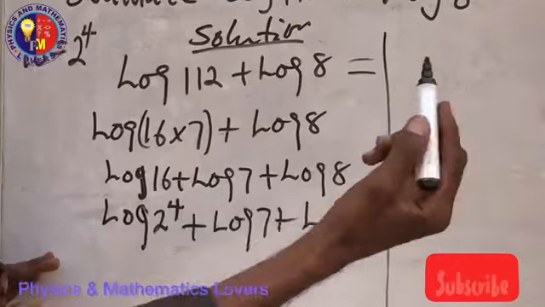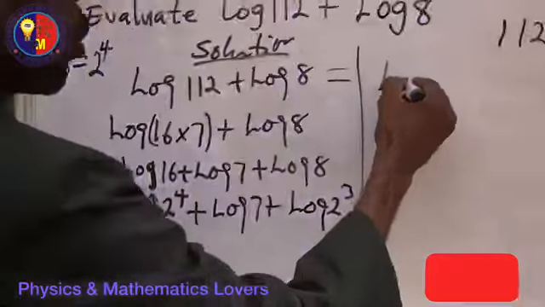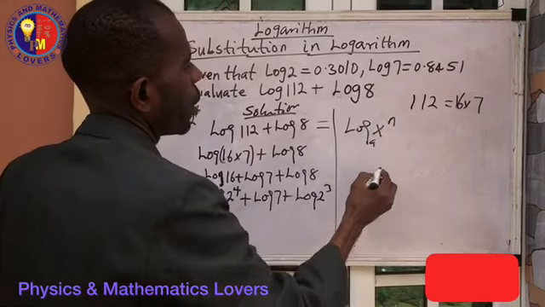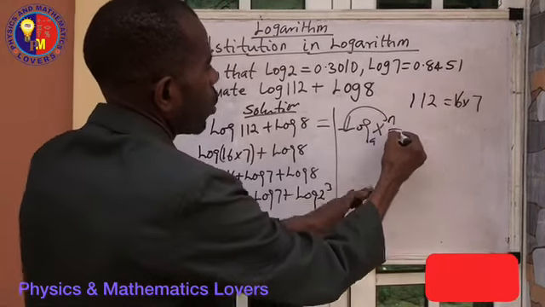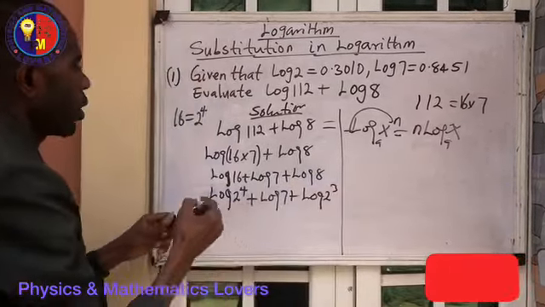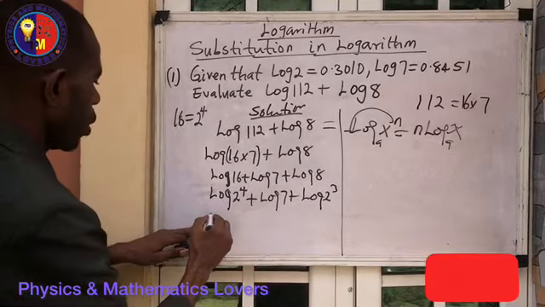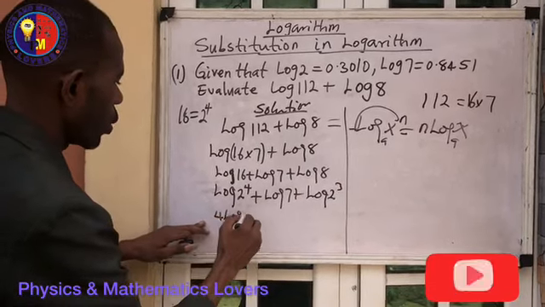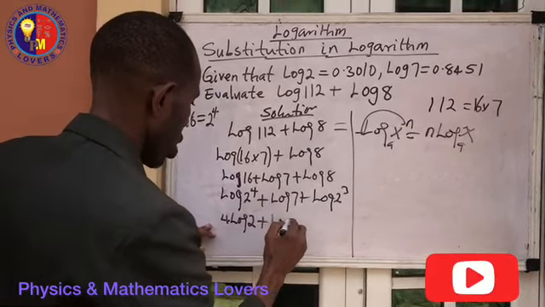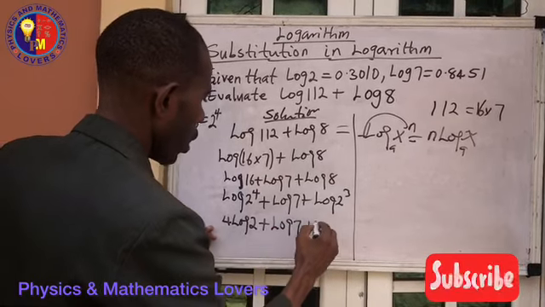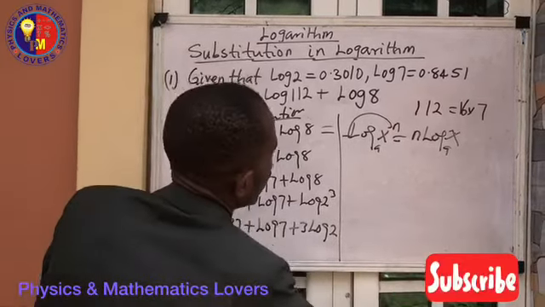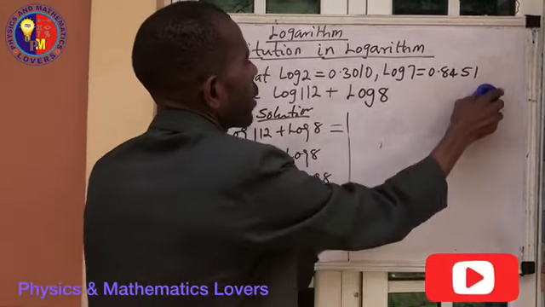Now you are going to apply the power law that says that if I have log x raised to power n to any base, let me say base a, and I'm going to multiply it like this, it will become equal to n log x to base a. So at the end of the day, we apply this now. Here will become 4 log 2 plus log 7 plus 3 log 2. See that now? So at the end of the day, you are going to also collect the like terms.